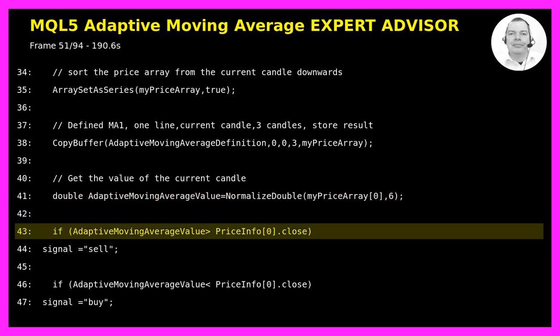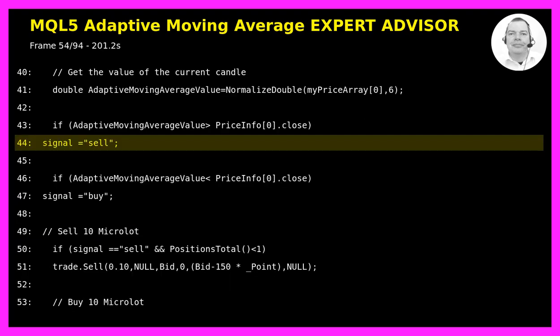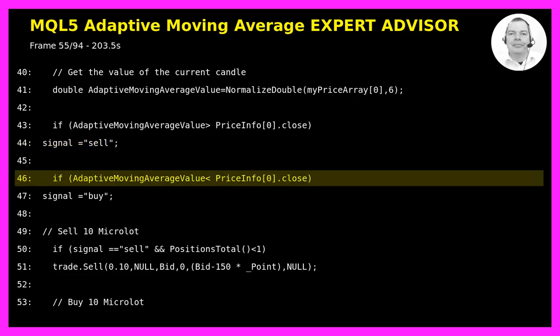We then determine our trading signal by comparing the adaptive moving average value with the current candle's close price. If the adaptive moving average value is greater than the close price, we set signal to sell. If it's less than the close price, we set signal to buy.